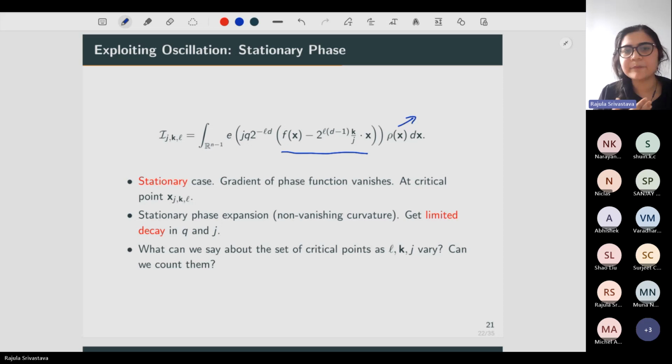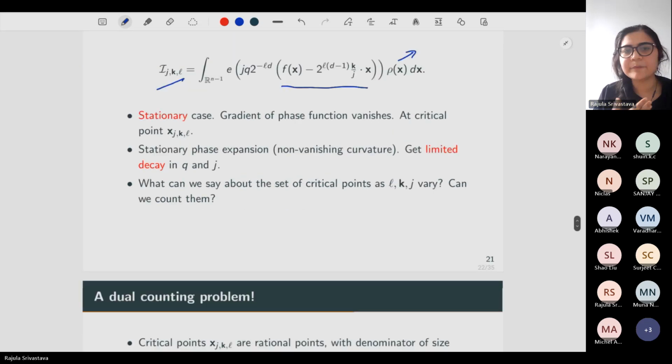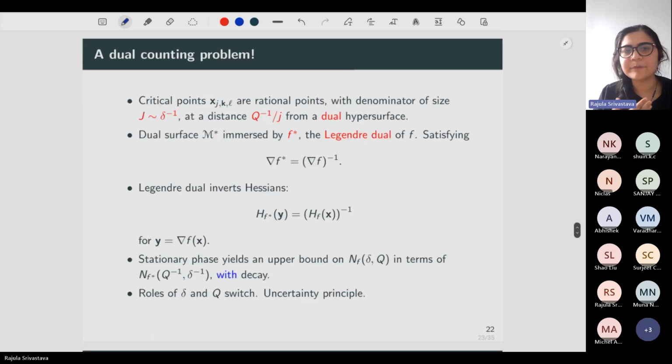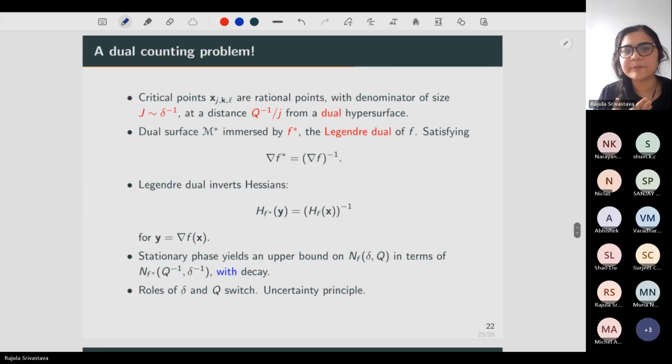So it's really important to precisely estimate how many critical points I will have. As the oscillatory integral runs through these parameters j, k, l, I will have this family of critical points, and I only get a certain limited decay for these points. So I need to be able to precisely count this family of points. And just like that, after doing all of this, we have arrived at a dual counting problem. It turns out that when we actually start analyzing these critical points, and it's not trivial, it really needs to be seen.